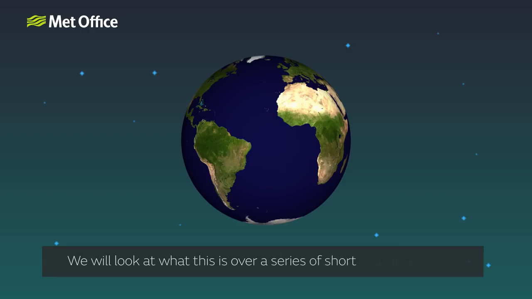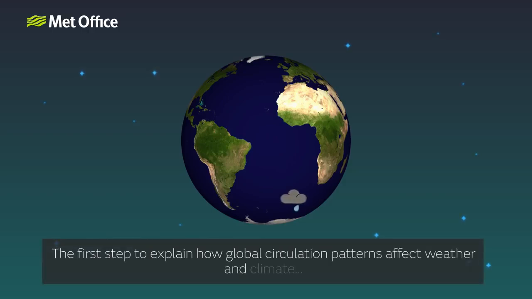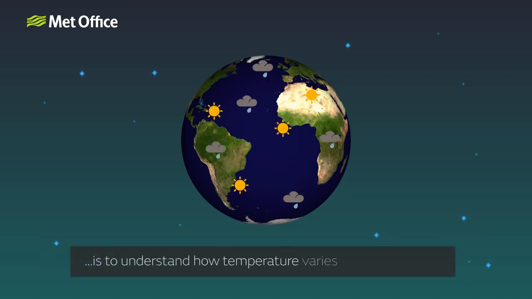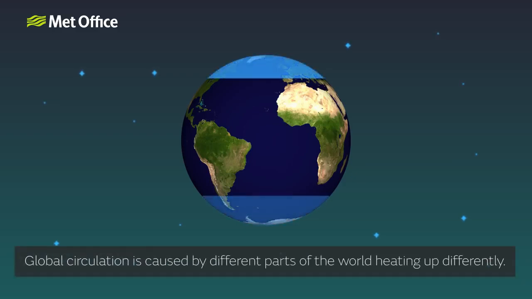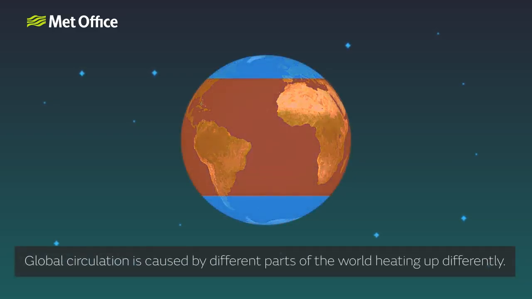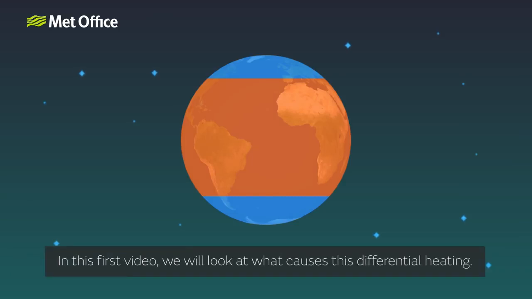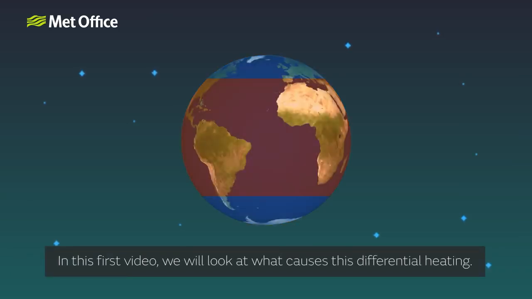We will look at what this is over a series of short explainer videos. The first step to explain how global circulation patterns affect weather and climate is to understand how temperature varies across the globe. Global circulation is caused by different parts of the world heating up differently. In this first video, we will look at what causes this differential heating.